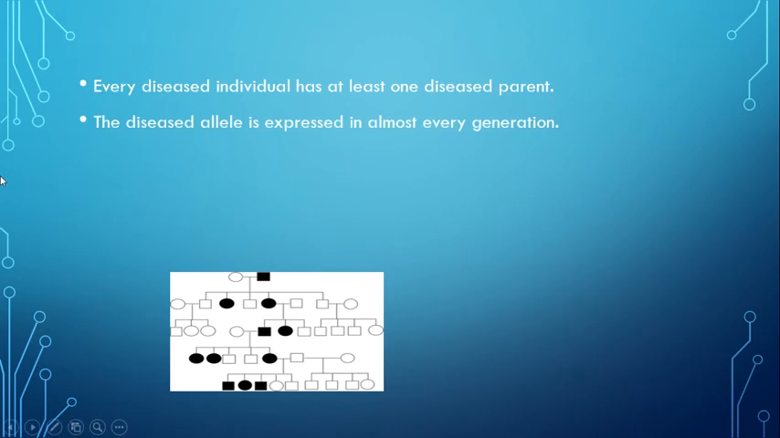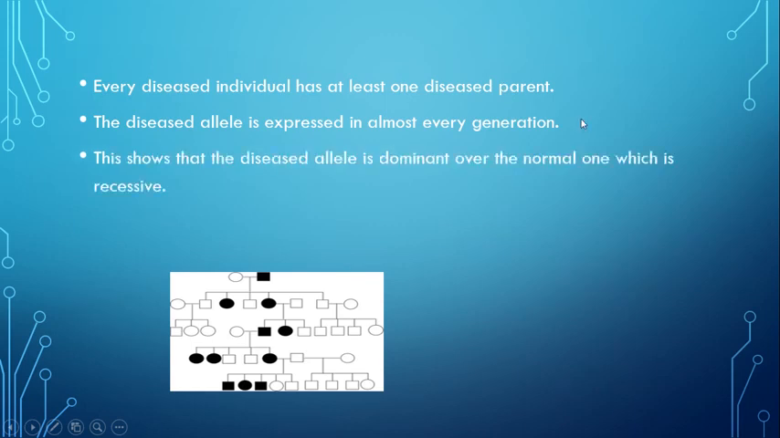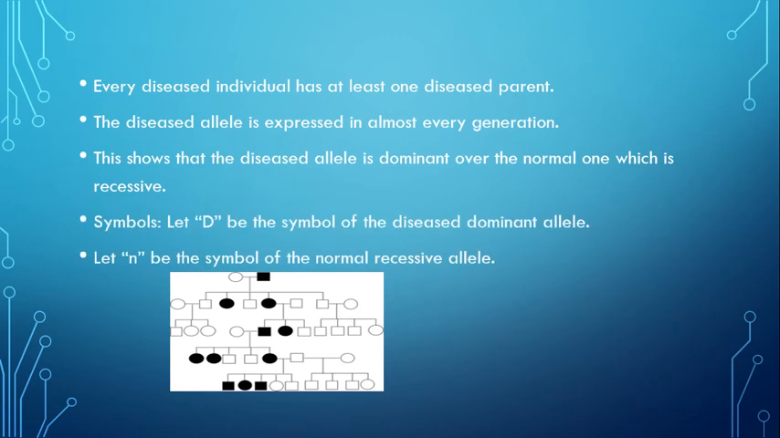As we said, since every diseased individual has at least one diseased parent, and since the diseased allele is expressed in almost every generation, this allows us to know that the diseased allele in this case is dominant over the normal one. In this case, we symbolize the diseased dominant allele with the uppercase D, and the normal recessive one with the lowercase letter.